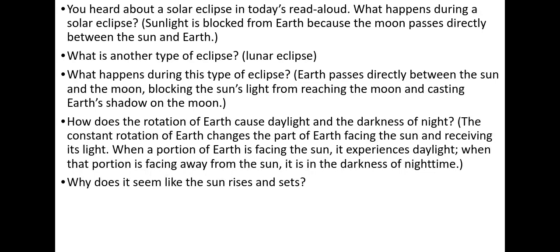The constant rotation of Earth changes the part of Earth facing the sun and receiving its light. When a portion of Earth is facing the sun, it experiences daylight. When the portion is facing away from the sun, it is in the darkness of nighttime.